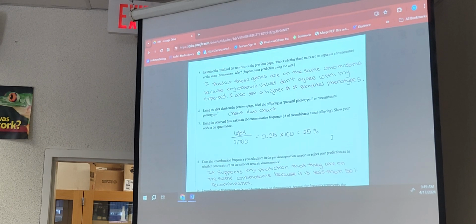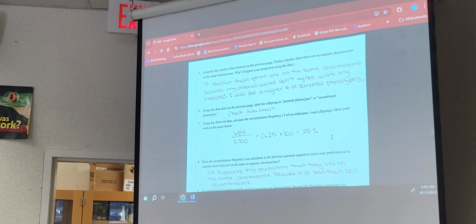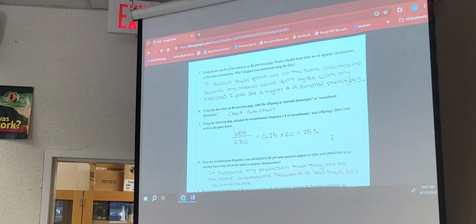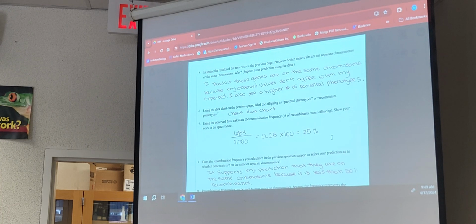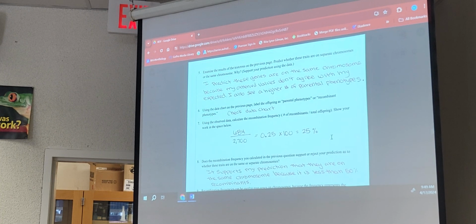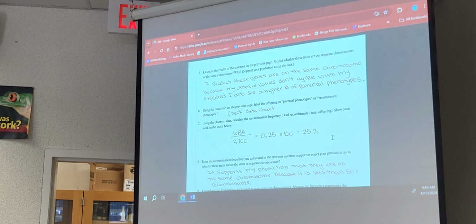Does the recombinant frequency you calculated in the previous question support or reject your prediction as to whether these traits are on the same chromosome? It supports the prediction that they are on the same chromosome because it's less than 50% recombinant. Remember, this was in our lecture a couple days ago: less than 50% recombinant means it is probably on the same chromosome. So you just figure out the percentage of recombination. If it's less than 50%, same chromosome. If it's more than 50%, more than likely a different chromosome or far apart from each other on the same chromosome.